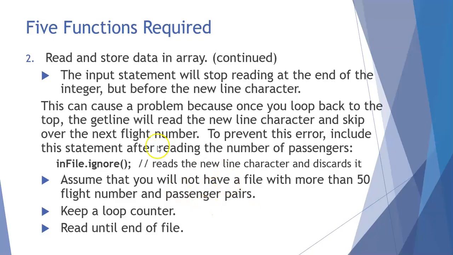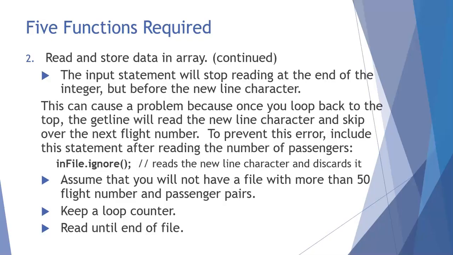So what you need to do is right after that input statement, you need to include what's called an ignore statement. So it's file.ignore. And what happens is it reads the new line character, it discards the new line character, so that when you loop back up to the top to perform the next getLine, you'll be fine.